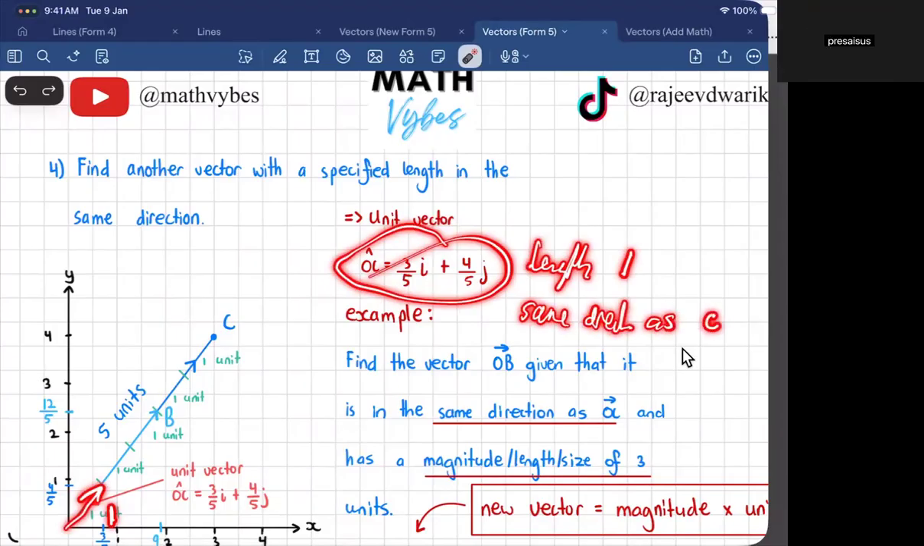O to C. Great. So if I wanted to find a vector that's in the same direction as O to C, but has a length or magnitude of 3, what should I do with the unit vector? If the unit vector has a length of 1, and I want a vector whose length is 3, what should I do with the unit vector?